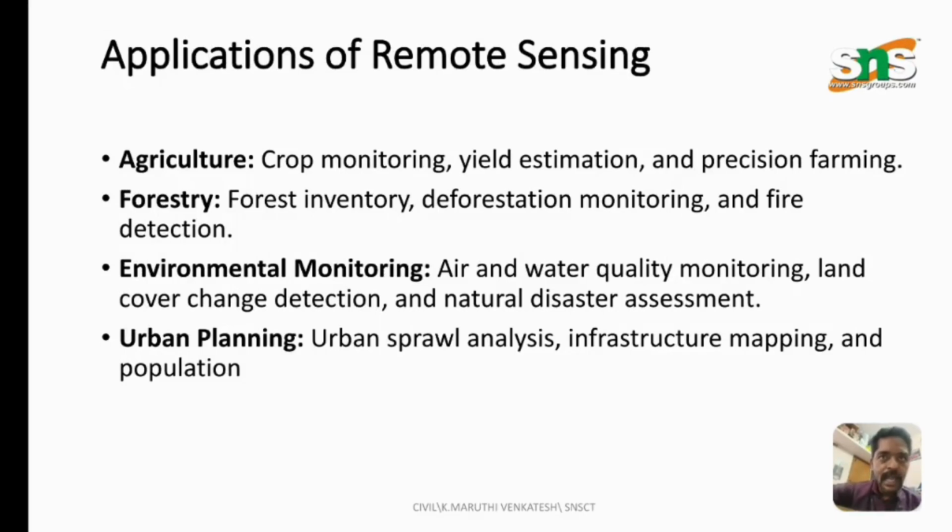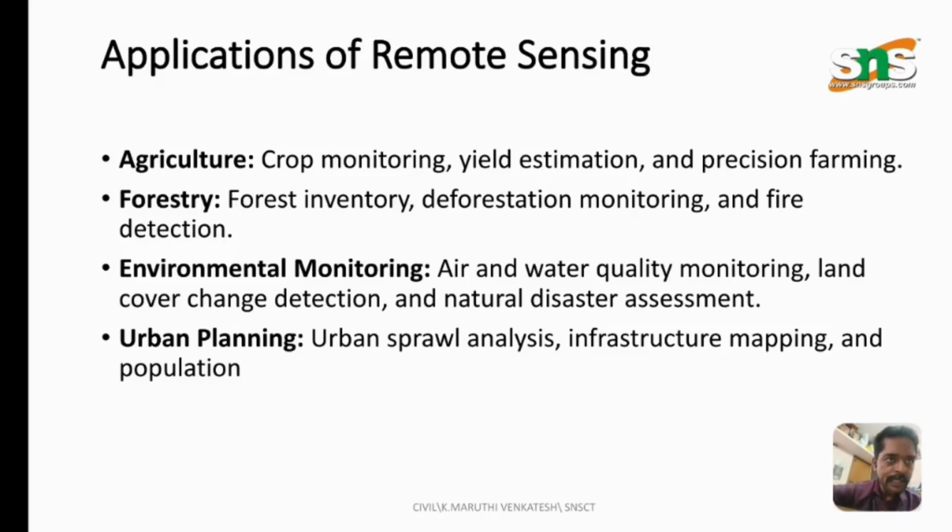Applications of remote sensing. The main applications are based on agriculture, forestry, environmental monitoring, and urban planning. Agriculture: crop monitoring, yield estimation, and precision farming. Deforestation monitoring and fire detection, because a lot of fires happen in forests in countries like Singapore and Africa. In the summer season there is a lot of deforestation and fire in the forest, due to overheating and the touching of two trees, which may lead to fire, so that can be monitored by remote sensing.